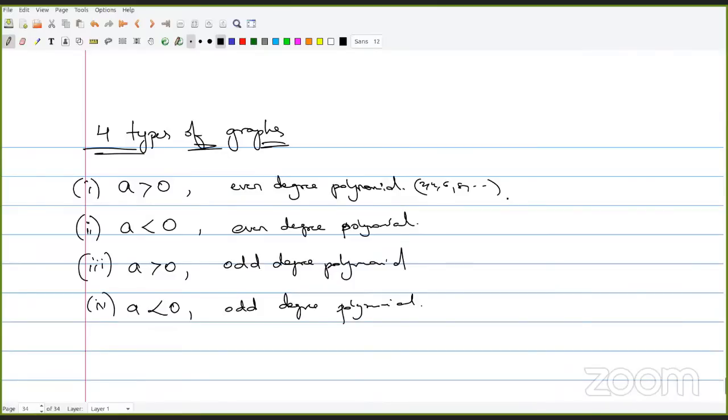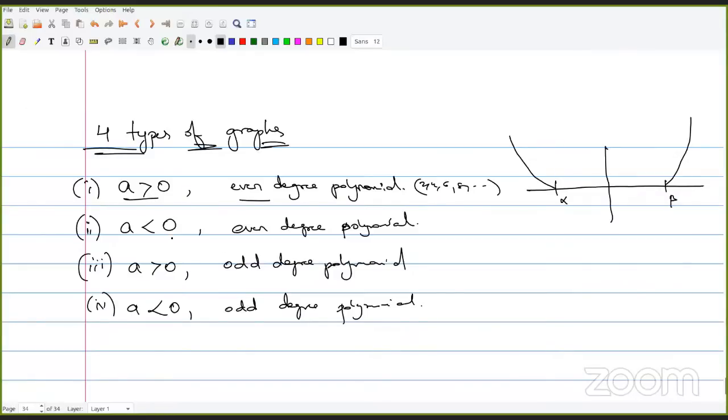Now if it is even degree with leading coefficient greater than 0, let's say this is the leftmost root and this is the rightmost root, alpha beta. The end behavior will be like this. Both will be upward if it is even degree and the leading coefficient is greater than 0. If these two conditions are satisfied, then the end behavior means the left side of the leftmost root and the right side of the rightmost root. So the end behavior will be of this form.